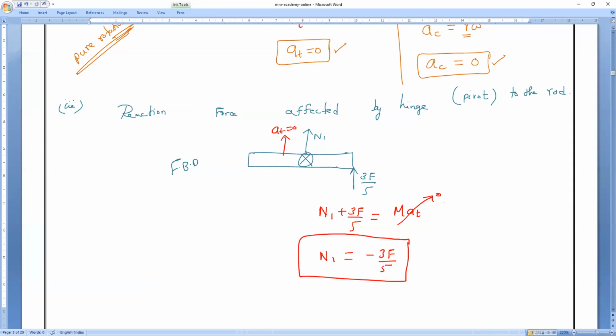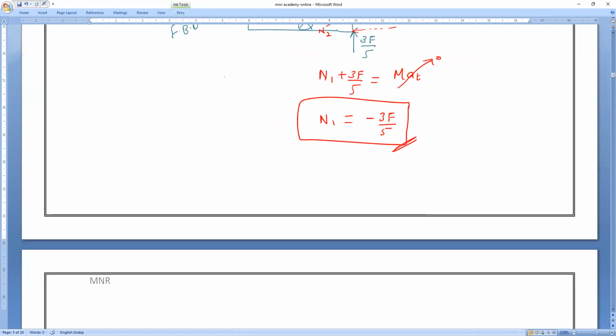Anybody having doubt, you can ask me. Are you clear, everybody? Yes, sir. Next one. So next one you can see, there is a force which is N2, always, and there is another force which is acting here. What is that force?